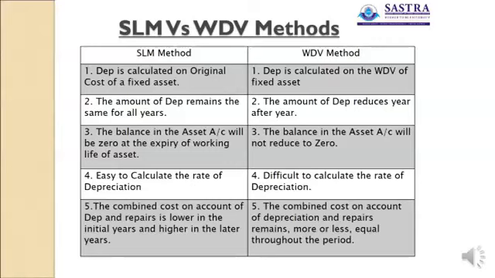And the straight line method is easy to calculate, whereas the written down value method is very difficult to calculate. The combined cost on account of depreciation and repairs is lower in the initial years and higher in the later years under the written down value method, whereas under the straight line method, the combined cost of depreciation, as I said earlier, and repairs remains more or less equal throughout the period.